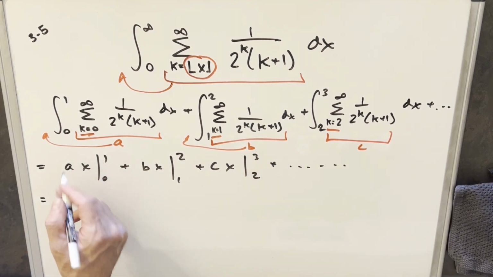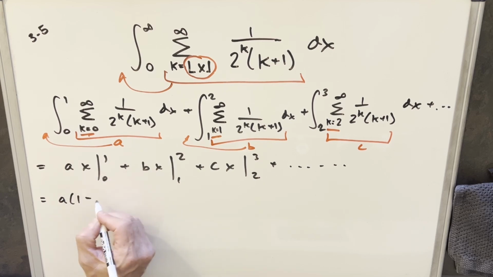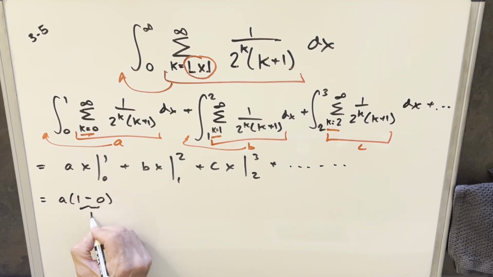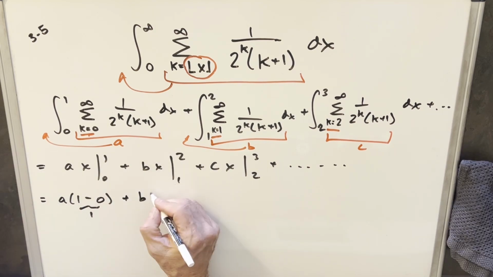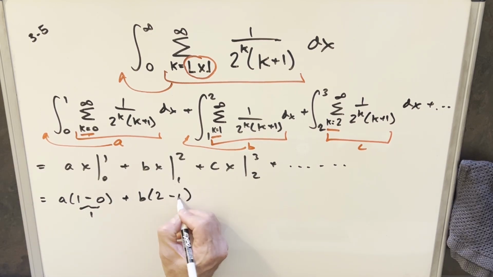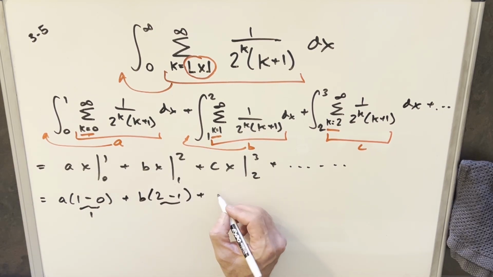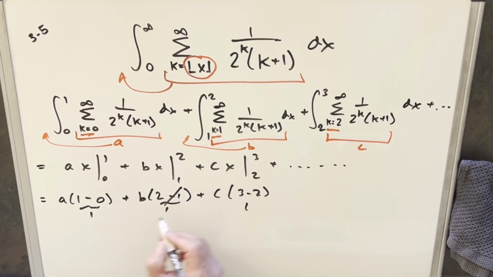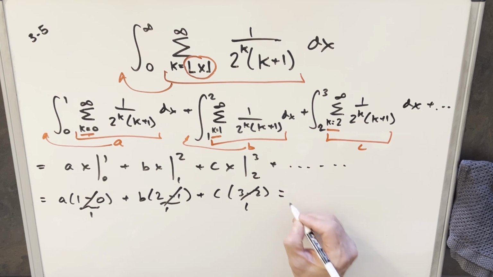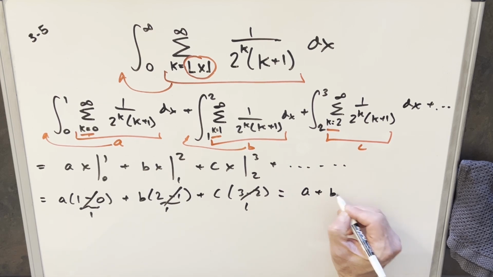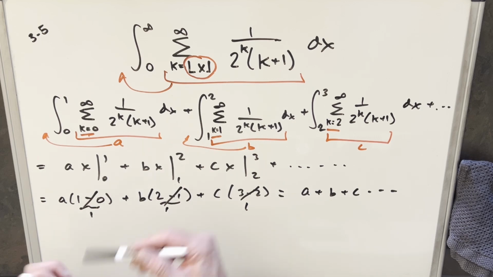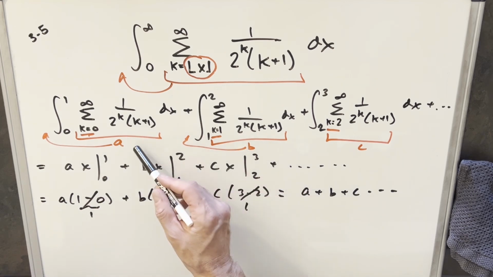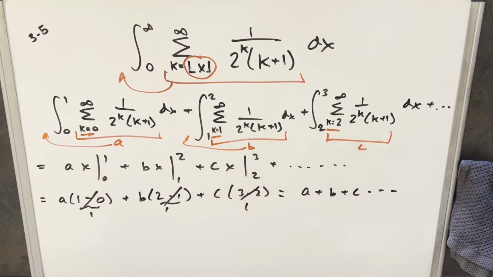Like for this first one, we plug in a 1, we have 1, we plug in 0, we have minus 0. And so that width is going to be just 1. Like when we evaluate this one from 1 to 2, we're going to have 2 minus 1. And so what's going to happen is in each of these cases, we're just going to have a 1 here. And so because this width is always 1, we just have this sum of a plus b plus c. So the integration goes away completely, and all we need to do is just sum up all these sums, a, b, c, d, all the way to infinity.